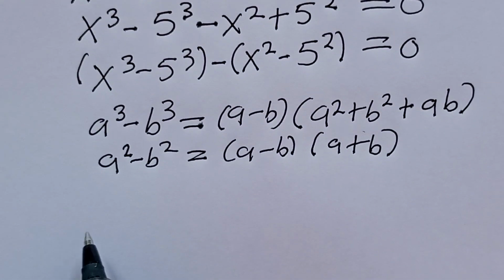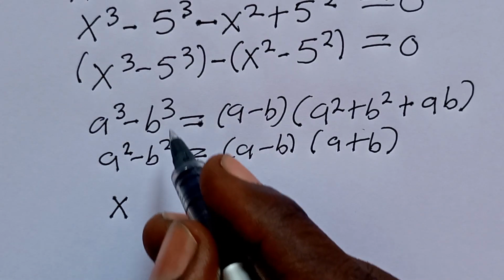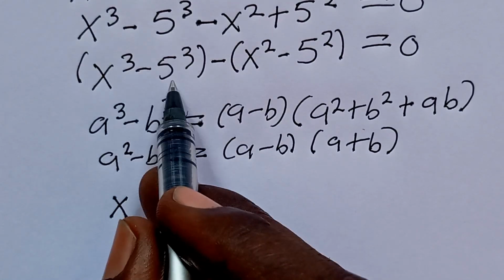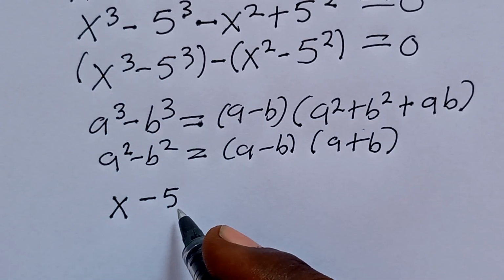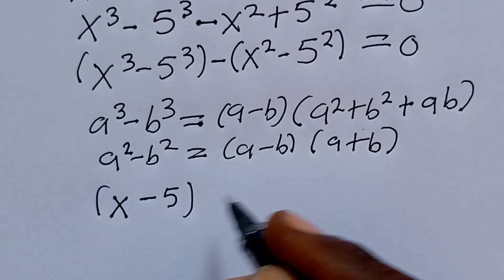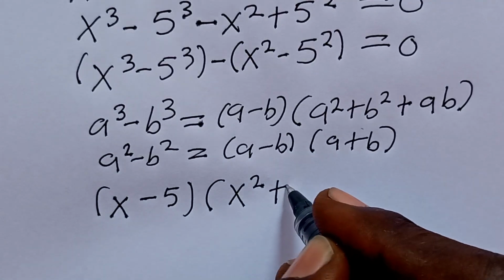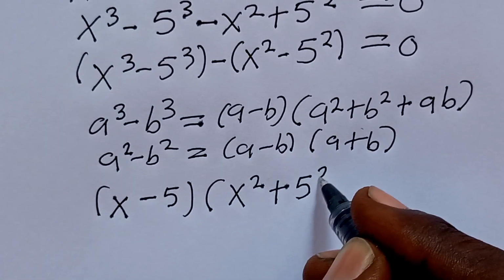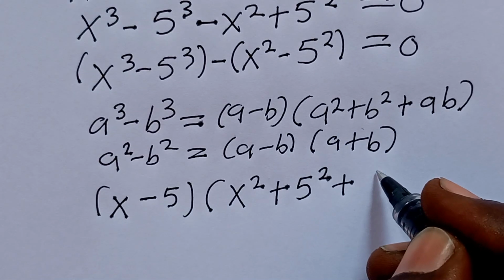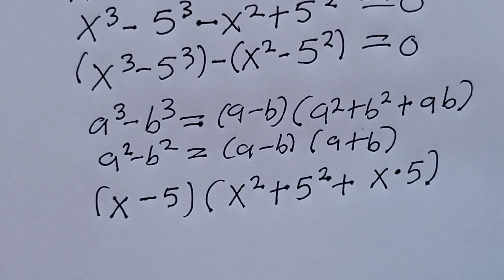So applying it, we'll now have x minus 5. That's what we are trying to do for the 3 squares first. It's going to be x minus 5 into x squared plus 5 squared plus x times 5. So this is what we have.